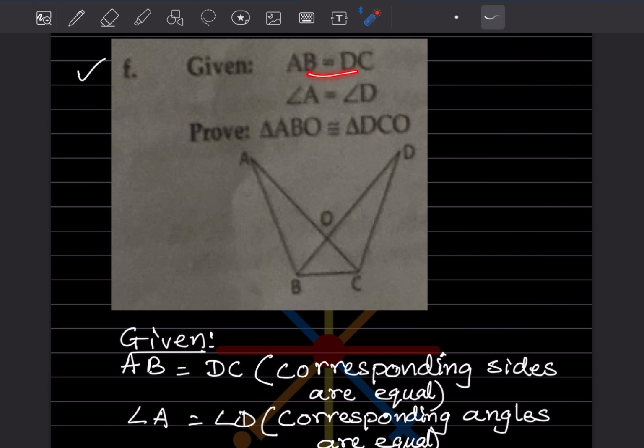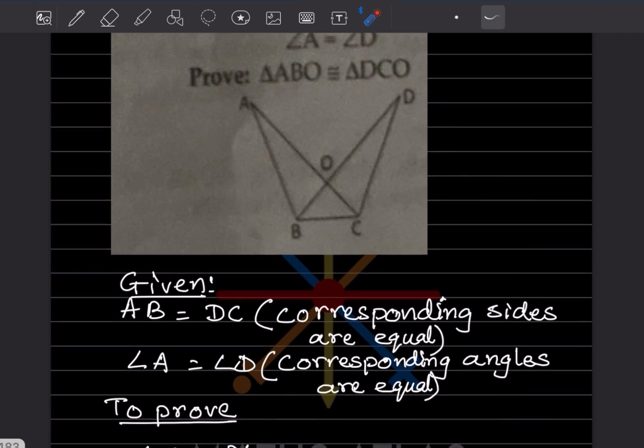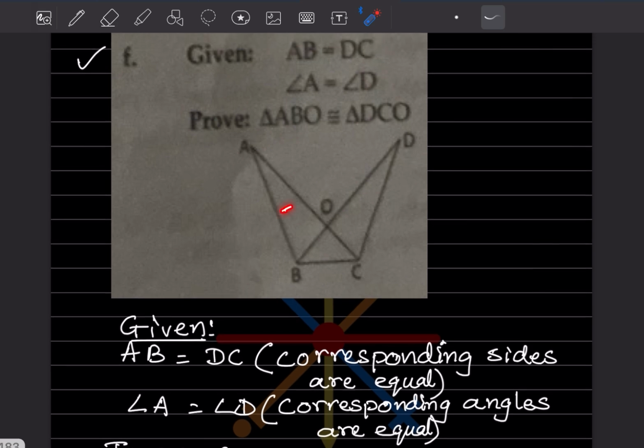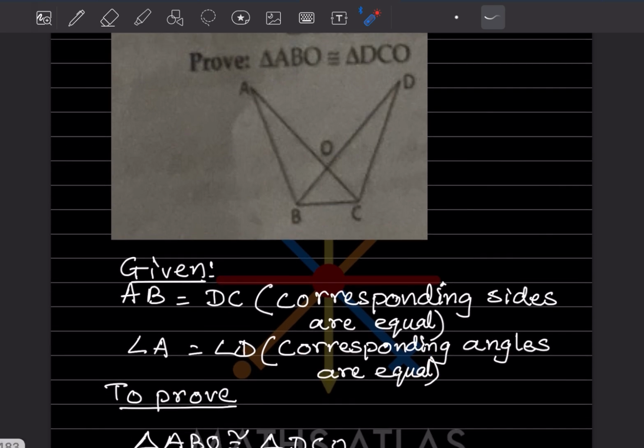Now here AB is equal to DC and angle A is equal to angle D. You have to prove that triangle ABO is congruent to triangle DCO. So here AB is equal to DC, and angle A is equal to angle D. So AB is equal to DC, because these are the given things that we are going to write. Corresponding sides are equal. Then angle A is equal to angle D, that also is given. So corresponding angles are equal. And we have to prove that triangle ABO is congruent to triangle DCO.